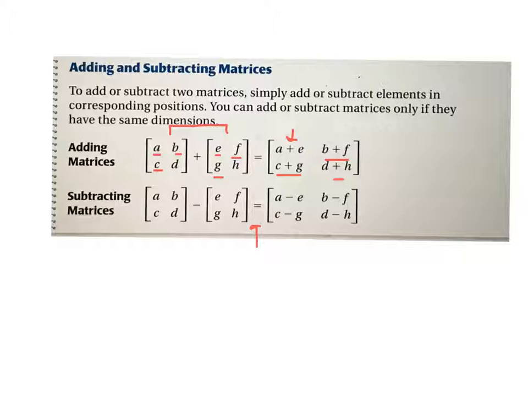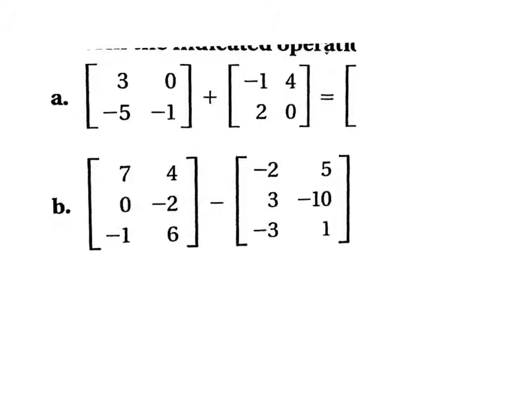So one key that I didn't read up here though is that you can only add or subtract if they have the same dimensions. If they're different sizes, you can't do it. Both of these, if you look at them, that's a 2 by 2, this one's a 2 by 2, therefore it's legal. If they were different sizes, one was a 3 by 2, one's a 2 by 2, don't try it because some of you will come up with a way to do it, but you can't legally do that. They have to have the exact same dimensions.